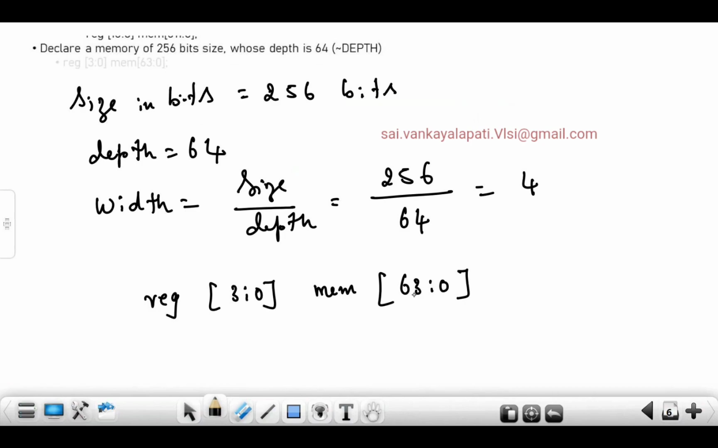So when the depth is 64, what is the memory address width? This location address width is nothing but, is it 5 bits? 2 power 5 means 5 bits, but 6 bits means 2 power 6, which is 64. So then I get address width as 6. I hope now you're getting an idea to solve this.